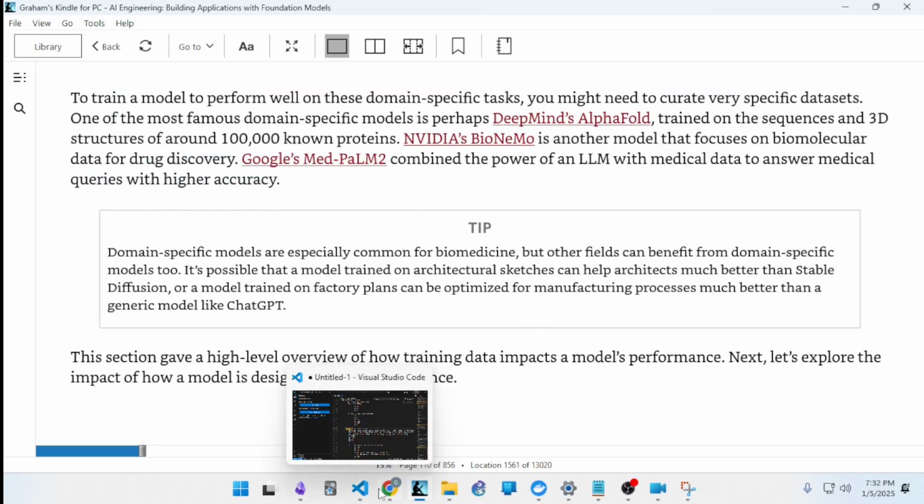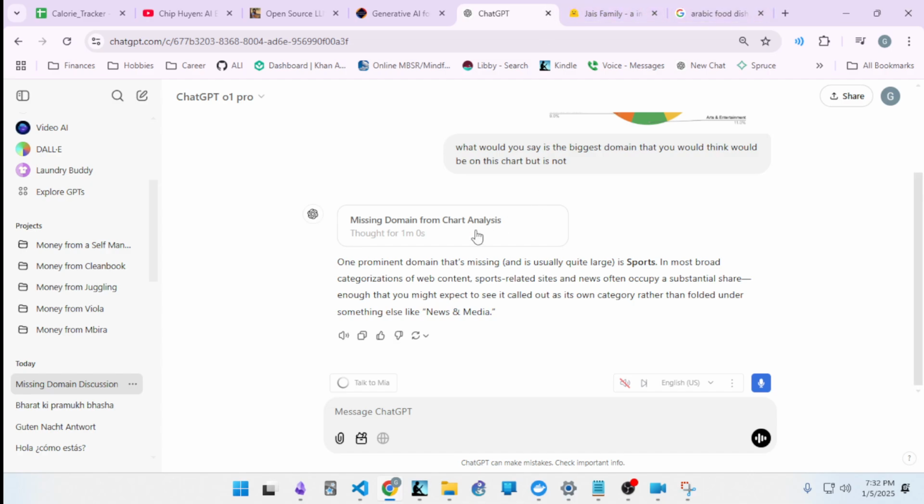All right, so let's see the big one that's missing according to ChatGPT. So one prominent domain that's missing is sports. Okay, that's interesting. Probably folded under news and media. All right, well, what's one that's likely not folded under some other category?